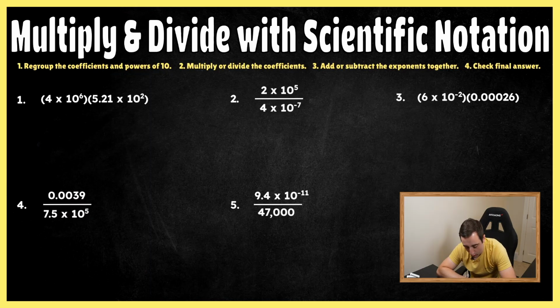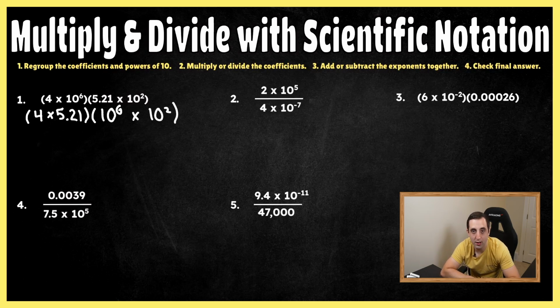So we have in one parenthesis 4 times 5 and 21/100ths. And then in the other parenthesis are our powers of 10, so 10 to the 6th times 10 to the 2nd. Now with the associative property allowing us to do that, we can move on to step 2, which is multiplying our coefficients together. So let's do 5 and 21/100ths times 4.